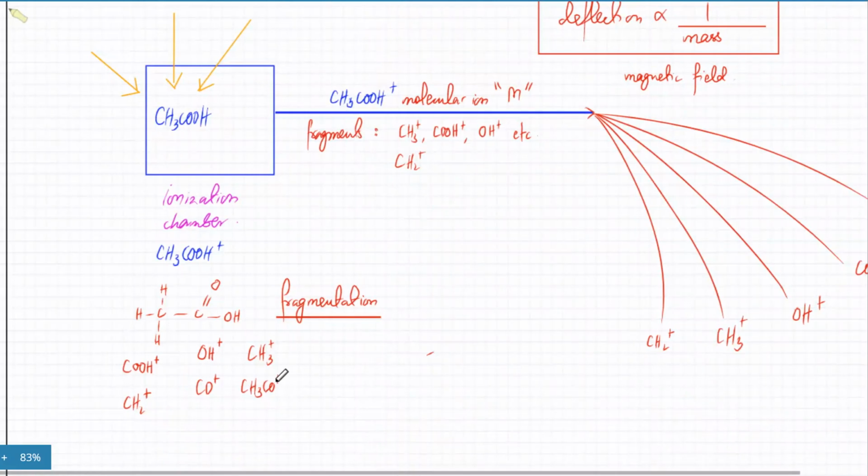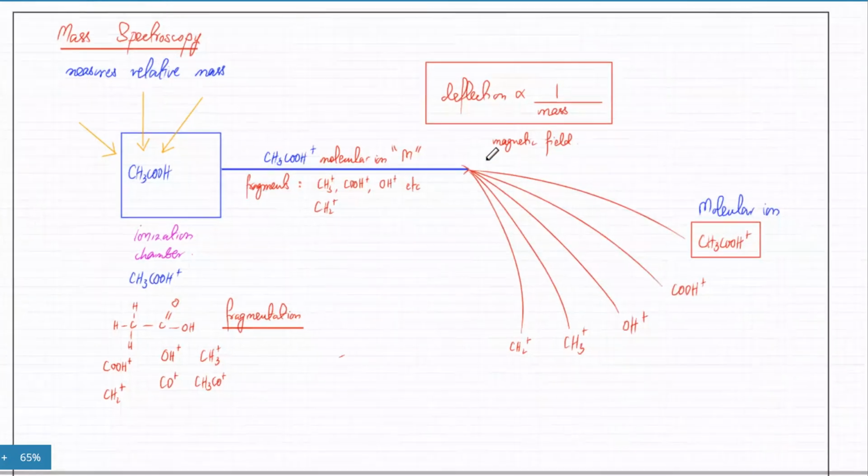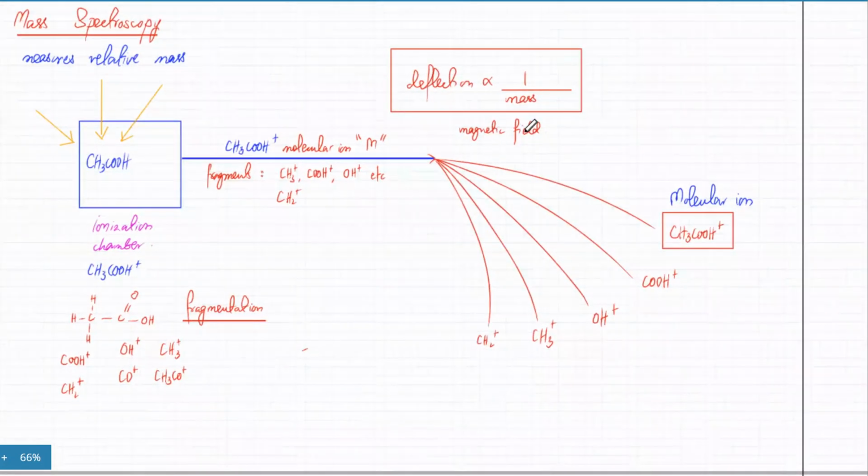And remember, each fragment would be a part of the bigger molecule. So it wouldn't be some, मतलब कोई नए किस्म का fragment नहीं होगा. It would be just some piece of the original molecule. So you will have all these tiny fragments. And those ions are passed through or deflected through a magnetic field.